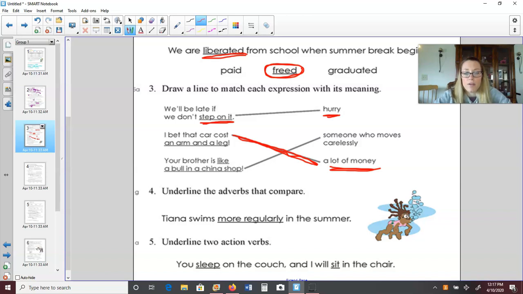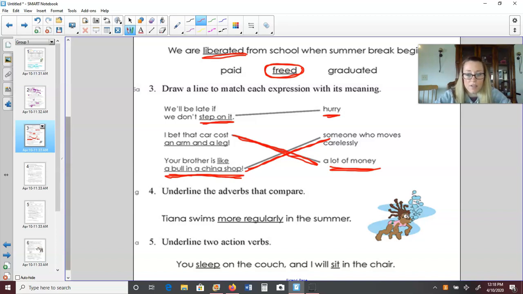And your brother is like a bull in a china shop. Well, if you know anything about bulls, they're pretty rambunctious. They buck and they go crazy. And also a china shop means there's a lot of breakable items. So if he's a bull in a china shop, it means that he's moving carelessly. He, you know, maybe is bumping into things and I'd be worried things are going to get broken.